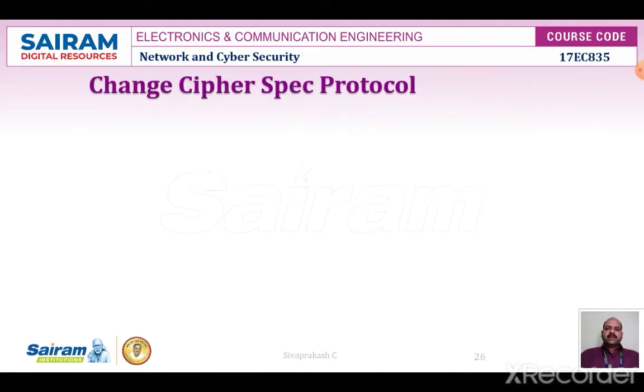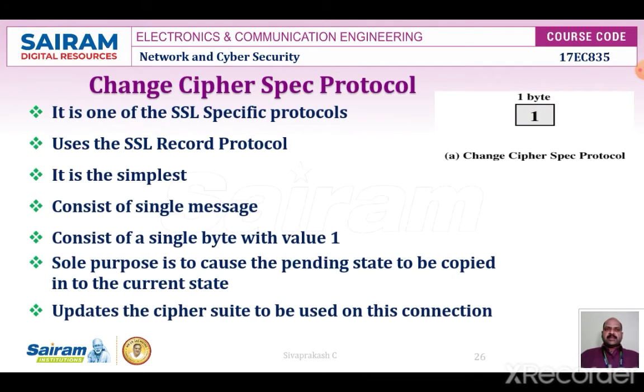The first one, change cipher spec protocol. The change cipher spec protocol is one of the three SSL specific protocols that use the SSL record protocol, and it is the simplest protocol used in SSL record. This protocol consists of a single message, which consists of a single byte with the value of 1, and the sole purpose of this message is to cause the pending state to be copied into the current state, which updates the cipher suite to be used on the connection. That is the main application of the change cipher spec protocol.